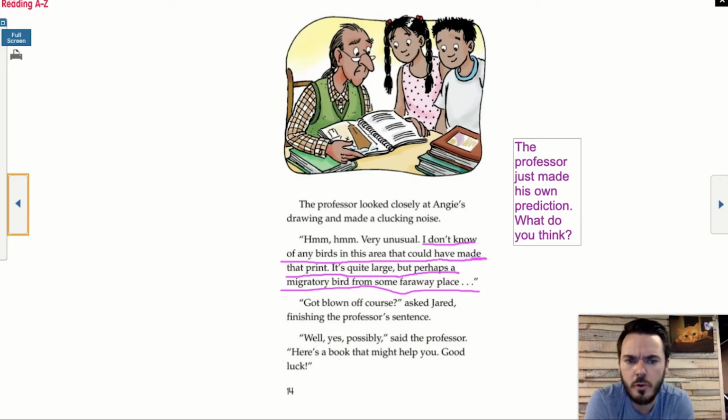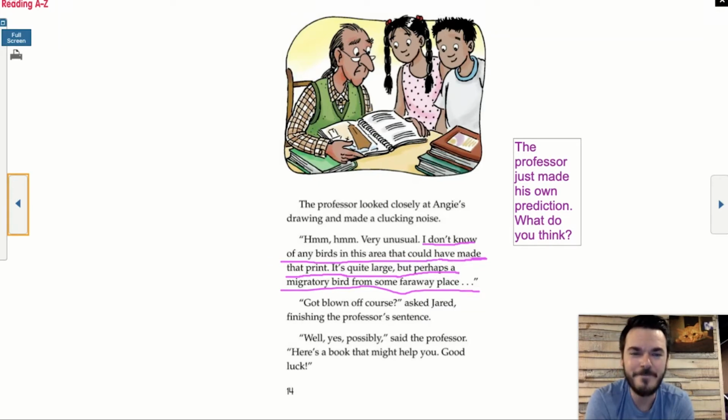"Very unusual. I don't know of any birds in this area that could have made that print. It's quite large, but perhaps a migratory bird from some faraway place." "Got blown off course?" asked Jared, finishing the professor's sentence. "Well, yes, possibly," said the professor. "Here's a book that might help you. Good luck."